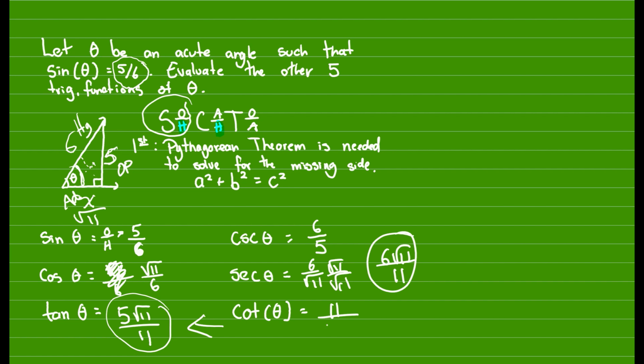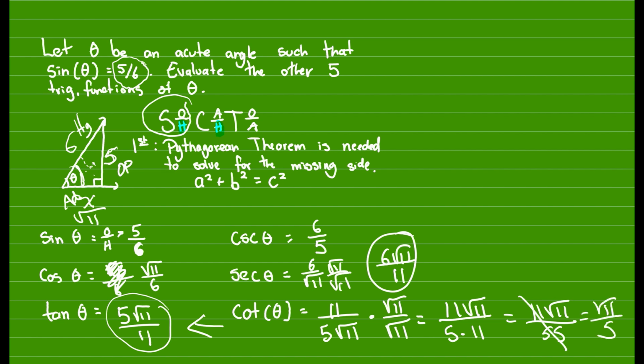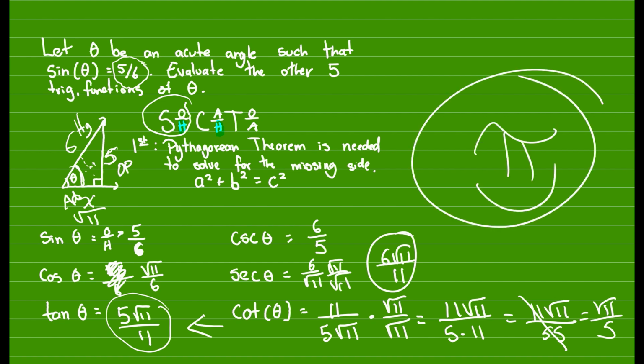And the last one is just the reciprocal of tangent, which is 11 over 5 square root of 11. What is the part that we do not need here? The square root of 11 on the bottom, right? So we multiply by square root of 11 over square root of 11. On the numerator, we have 11 square root of 11, and on the denominator, 5 times square root of 11 times square root of 11, which is just 11. So it's 55. So we have 11 root 11 over 55. 11 and 55 is 1 over 5. So we end up with root 11 over 5. Ta-da! That is all for these ones.